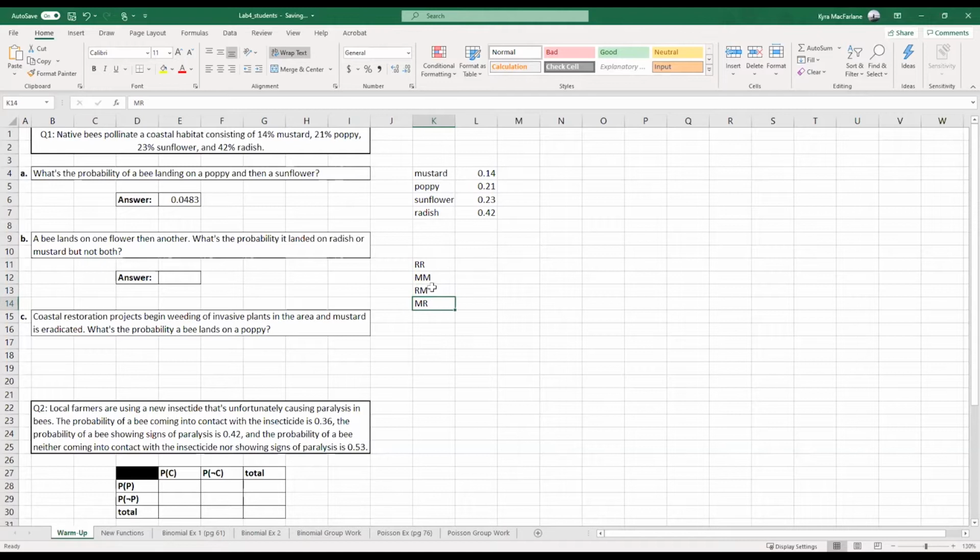So the probability is this plus this, which will be equal to radish times radish and mustard times mustard, and those two added together.